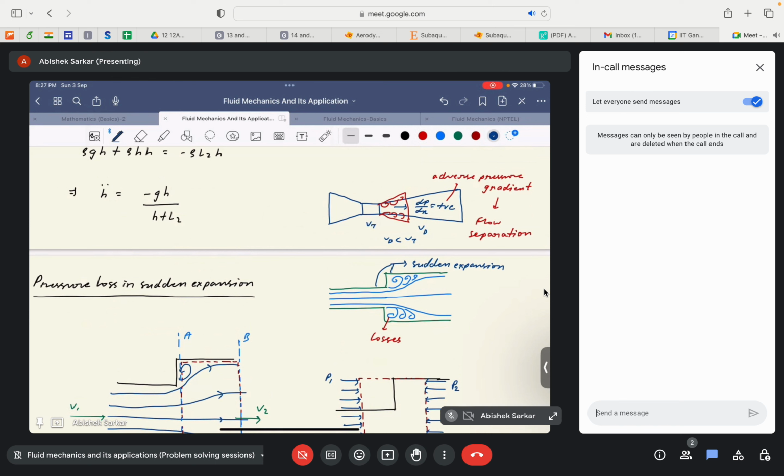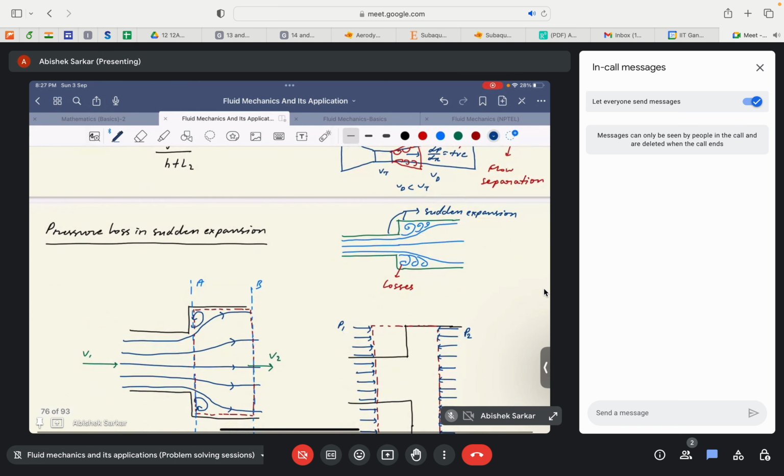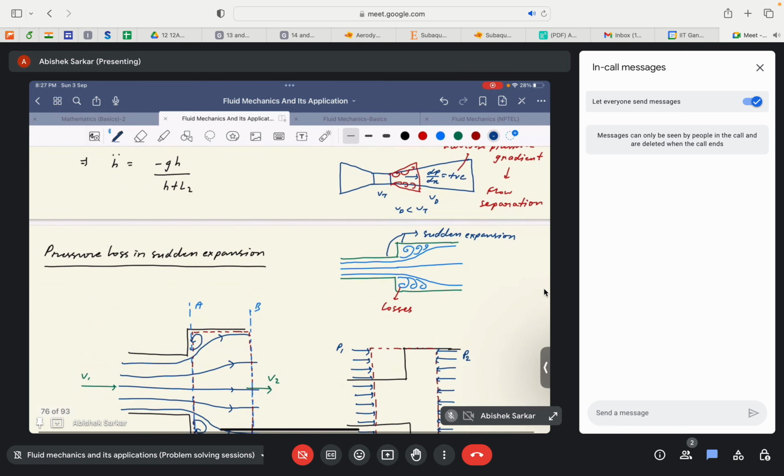So for any flow geometry or flow structure, an ideal way to not have energy losses is to not have such sudden expansions, right? If we could prevent such sudden expansions and substitute them with a longer, more gradual increase in diameters, that would result in lesser flow separation and consequently lesser energy losses.